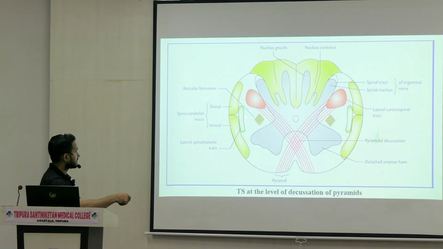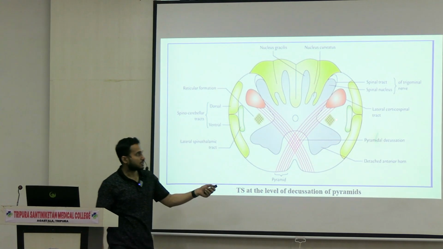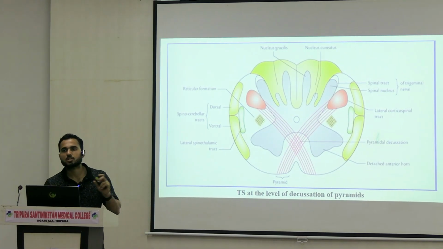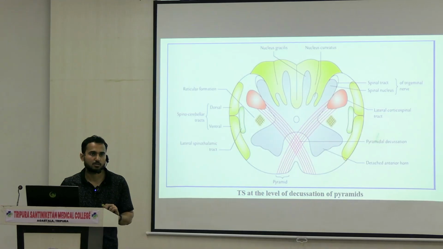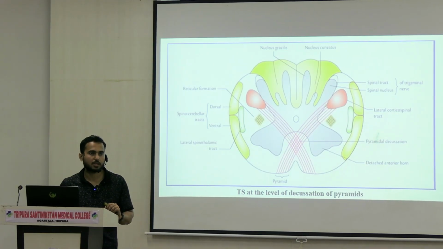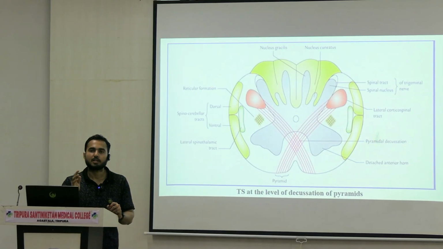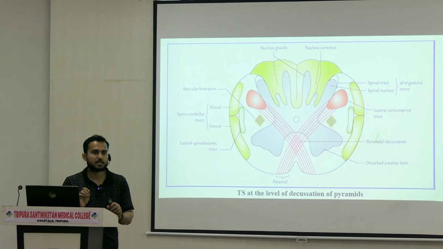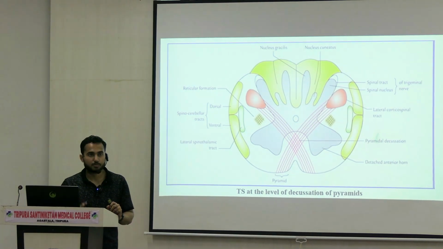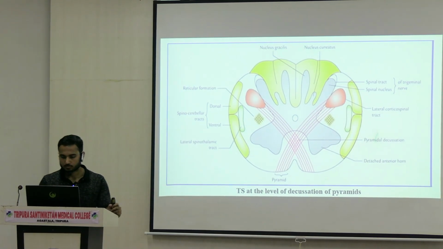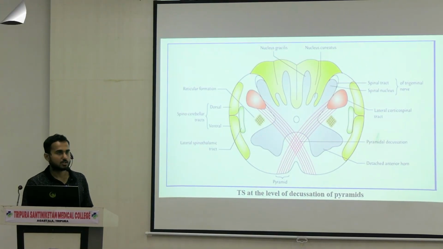Next, here you can see the tracts on both sides. The position of the tracts over here is the same as in the spinal cord. So you can use that particular line. You don't have to mention which tract is present in which area. You can just mention that the position of the tracts over here is the same as in the spinal cord. So that is the pyramidal decussation.